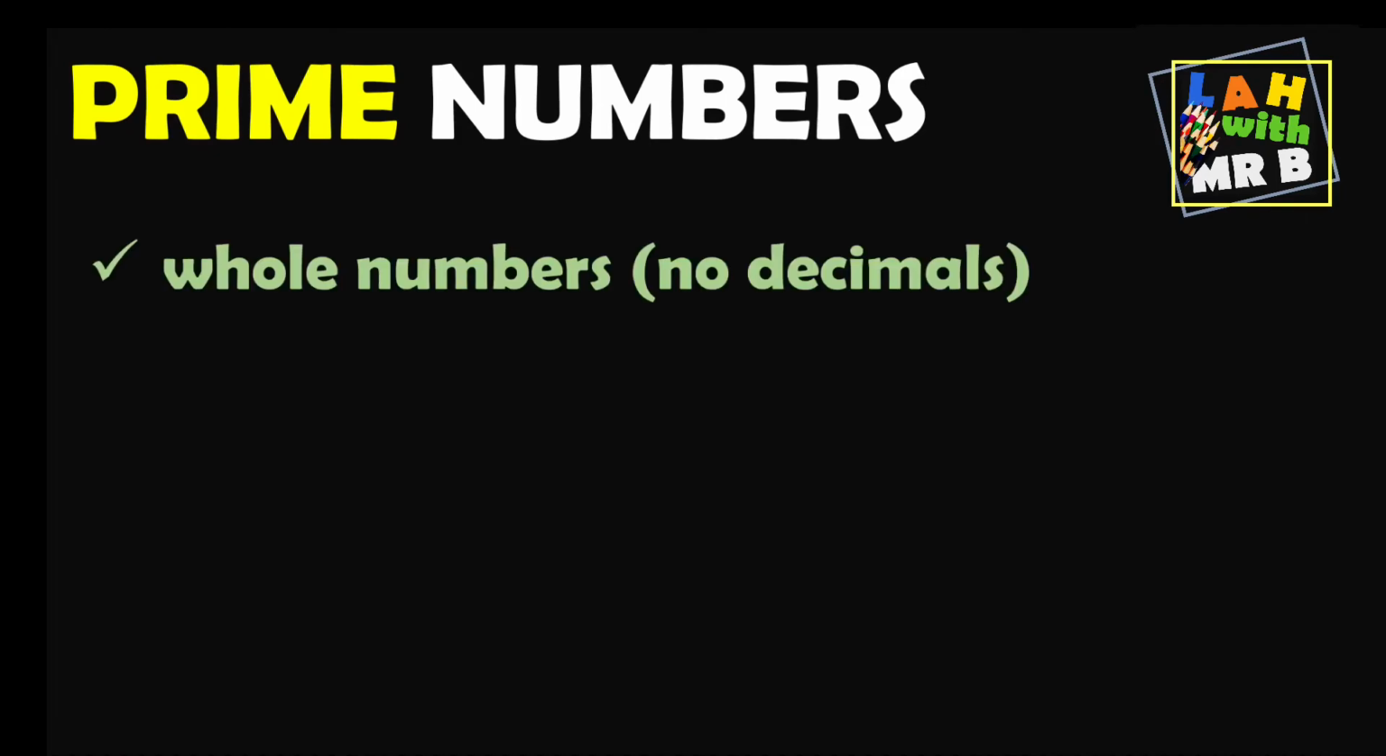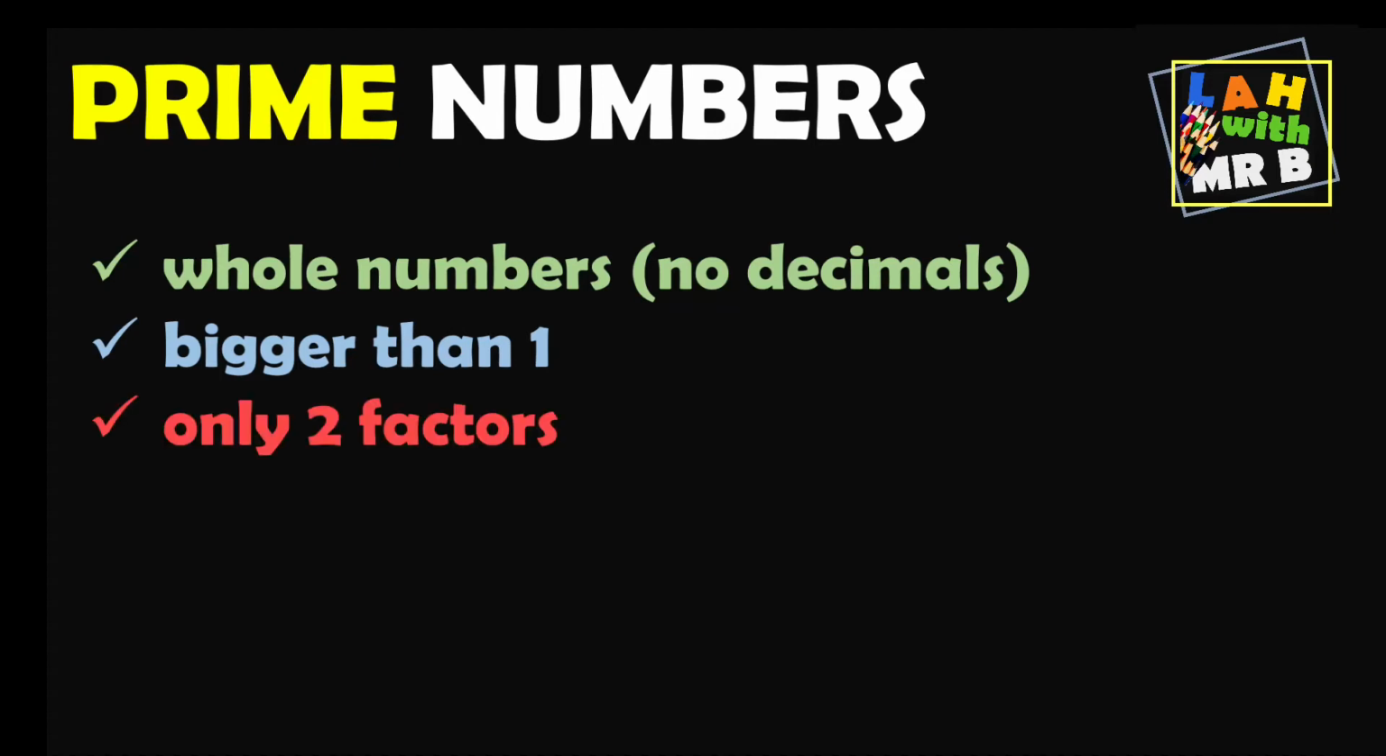The first rule is that prime numbers are only made of whole numbers. That means that there's no prime numbers that are decimals. The second rule is that a prime number is always bigger than 1. So 1 itself isn't a prime number. The third rule is that prime numbers only ever have 2 factors, the number itself and 1.